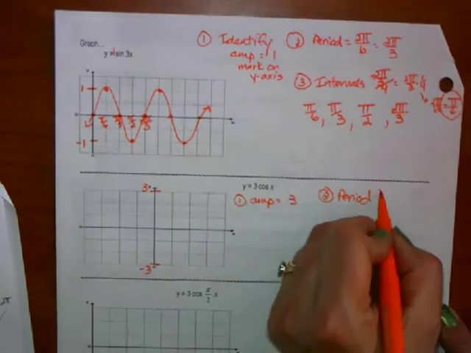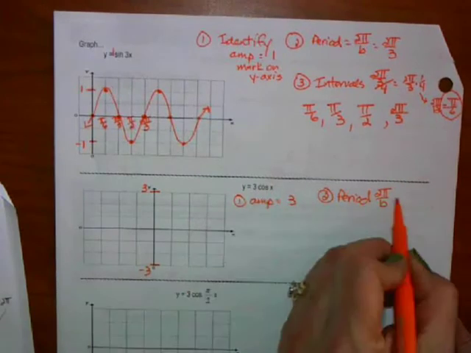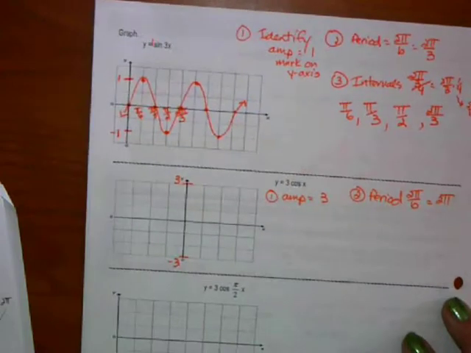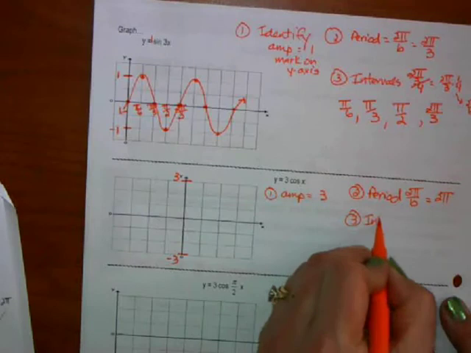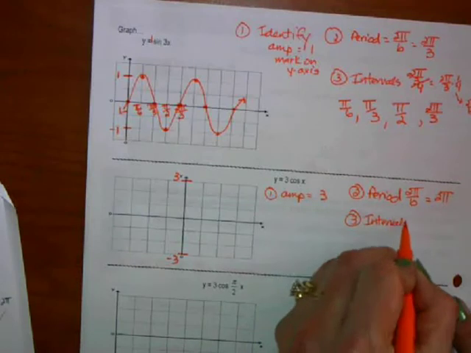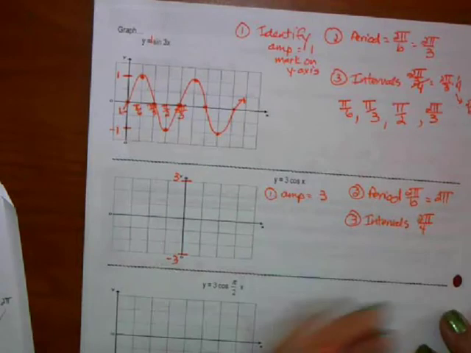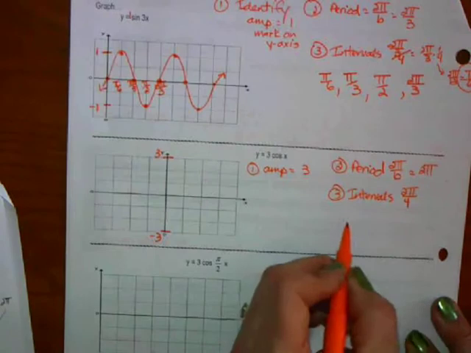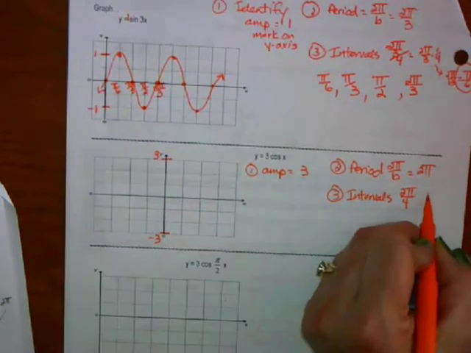Number 2, my period is going to be 2 pi over b. Here my b is 1. So my period is just 2 pi. Okay? And then I know I can, if I need to, you don't always have to do this, you can identify your intervals as 2 pi divided by 4, because there's 4 intervals in a sine and cosine graph, which means that they're each going to be pi over 2 intervals.